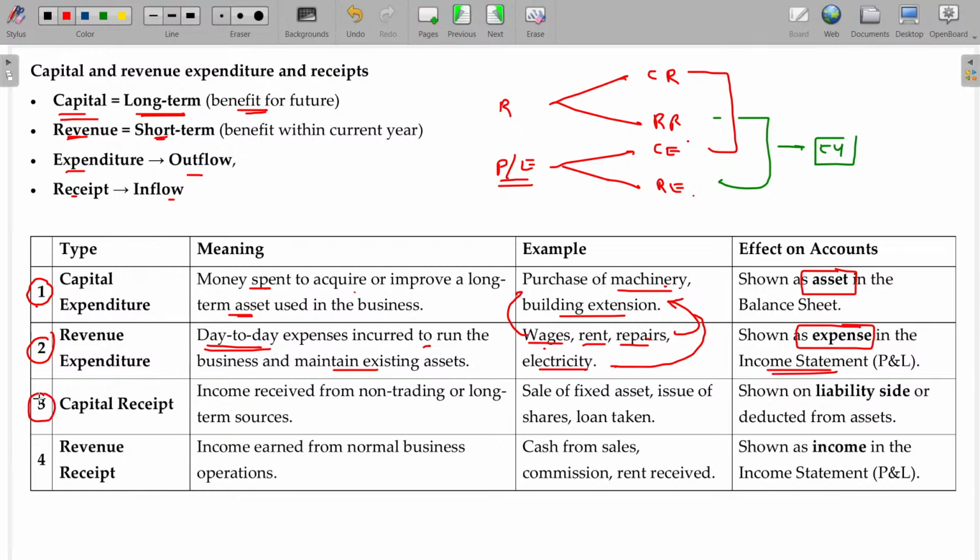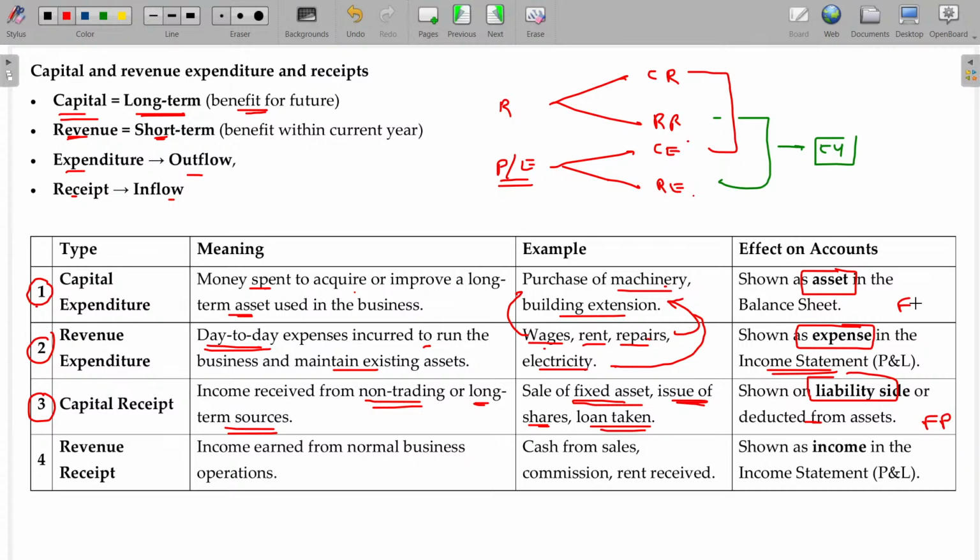Third being capital receipts. Income received from non-trading or long-term source. That's called capital receipts, like sale of a fixed asset, issue of shares, loan taken. All these things are capital receipts, and usually shown on the liability side or deducted from the asset side. So these are the two things that may happen. It will be an item to be recorded in the financial position statement.